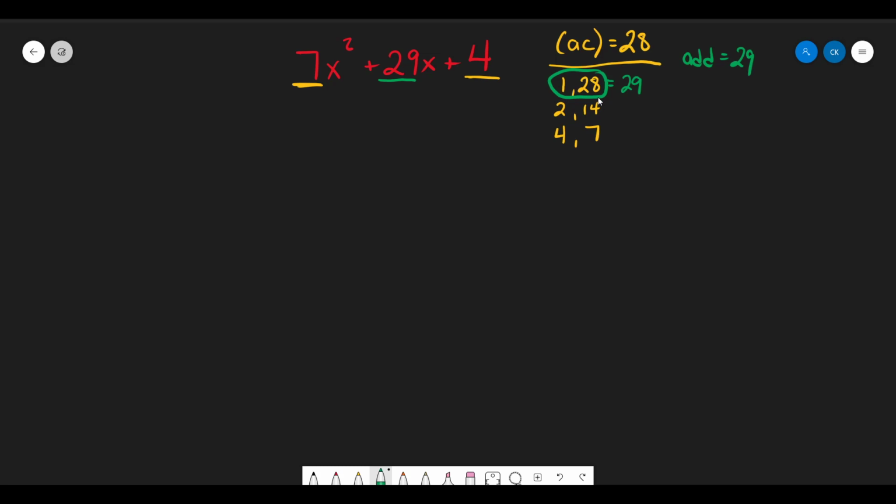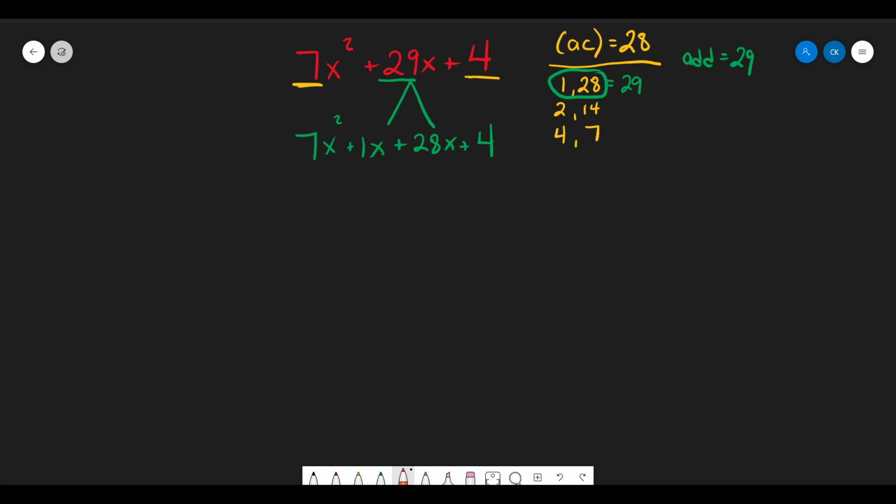So I'm going to take my middle term and split it up into 1x plus 28x. The first term just comes down, so 7x squared. The last term just comes down, plus 4. And now I have a 4-termed polynomial: 7x squared plus 1x plus 28x plus 4.